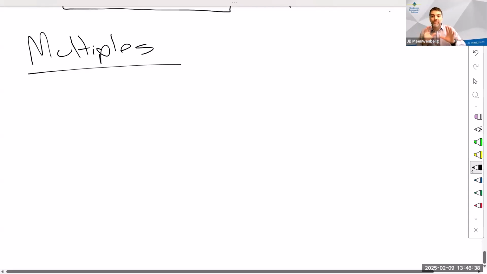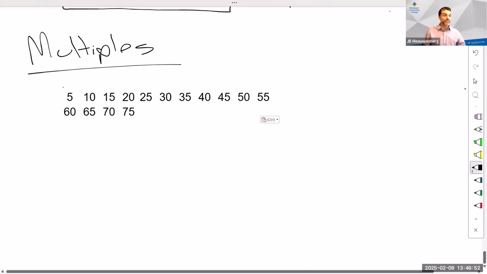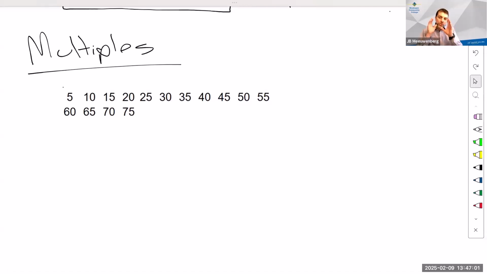And every number has an infinite number of multiples. They just keep going forever. So if we wanted to look at the first few multiples of 5, it would look like this. So here would be our first few multiples of 5: 5, 10, 15, 20, etc. So take a moment and practice, just write out the first 15 multiples of 7. So do the same thing that you see on the screen, but do it with the number 7.